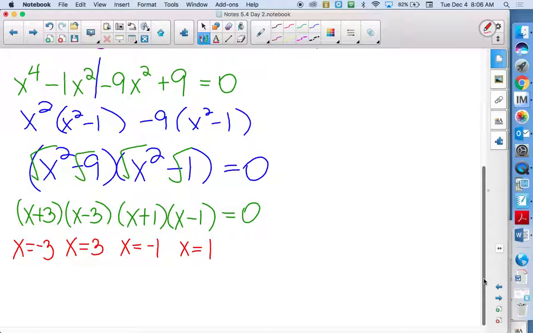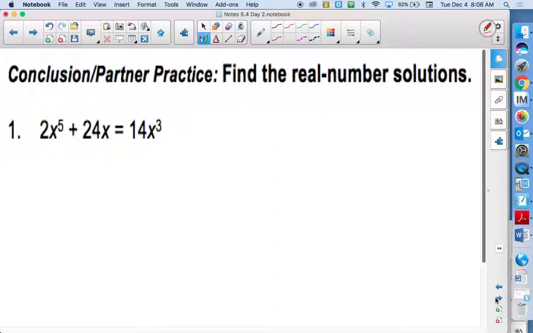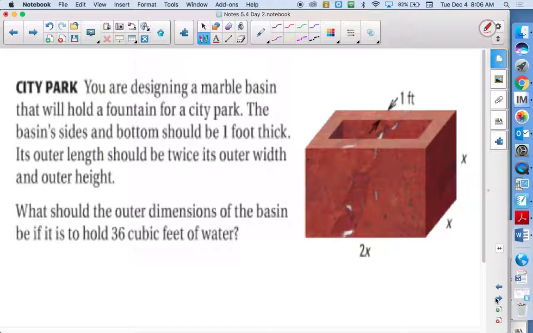Alright, so I'm going to go down to the word problem. I think I skipped the word problem in the last 2 sections, so we'll try not to skip this one. My diagram looks a little nicer than yours because mine has a little bit of color and yours is black and white. It doesn't copy as nicely. But you're designing a marble basin that'll hold a fountain in a park. So think of this as a bathtub, a nice brick bathtub. We talked about soap yesterday, so here's our bathtub, so we can use some soap.